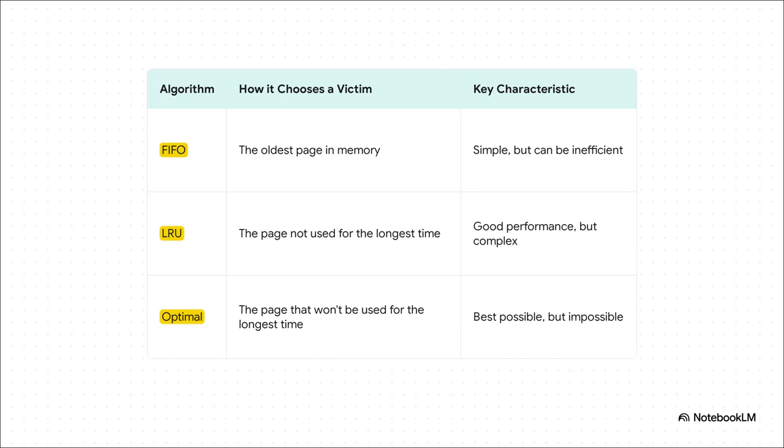This is a guaranteed topic for your exam. FIFO, or first in, first out, is the simplest. Just evict the oldest page. LRU, or least recently used, is smarter. It kicks out the page that hasn't been touched in the longest time. And optimal is the perfect, theoretical algorithm, but it's impossible in real life because it would require predicting the future.